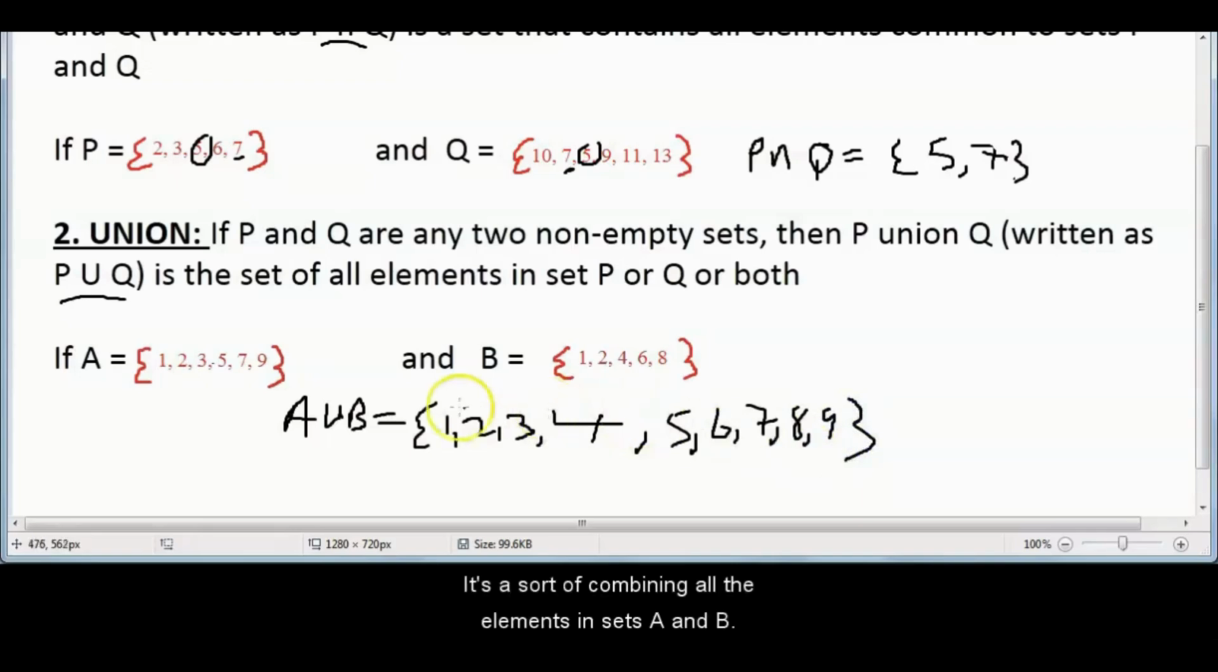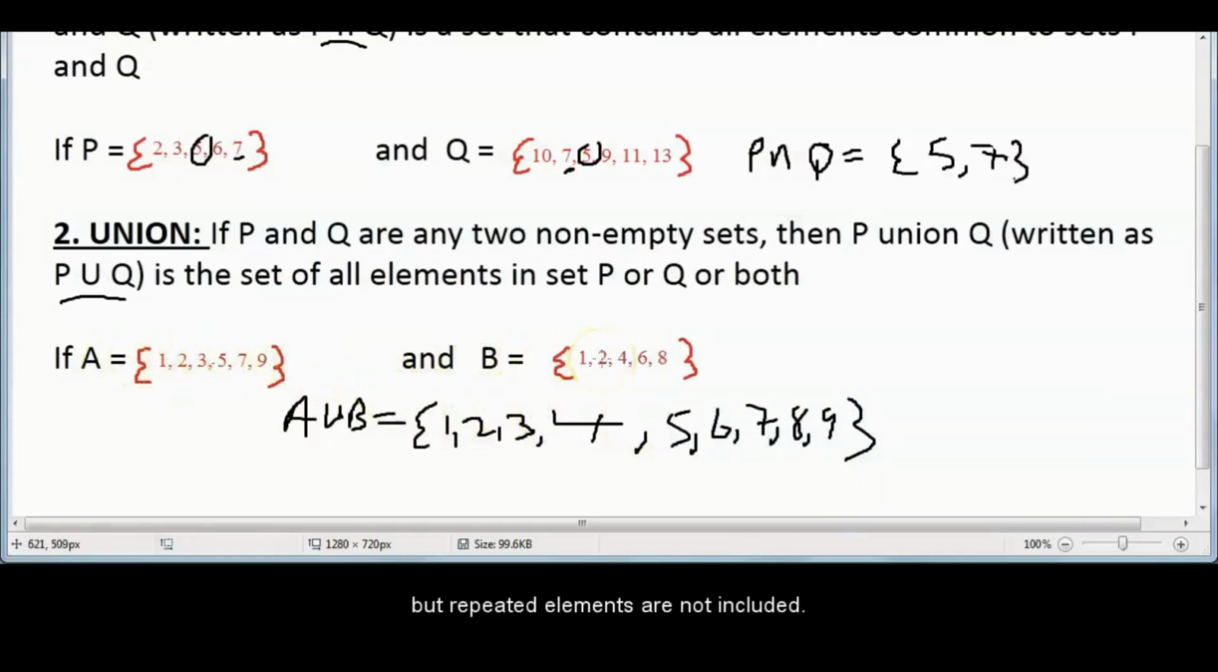So it's sort of combining all the elements in A and B, but repeated elements are not included. 1, 2, 3, 4, 5, 6, 7, 8, 9. 1 has been repeated in B, so we don't take both, we pick only 1.